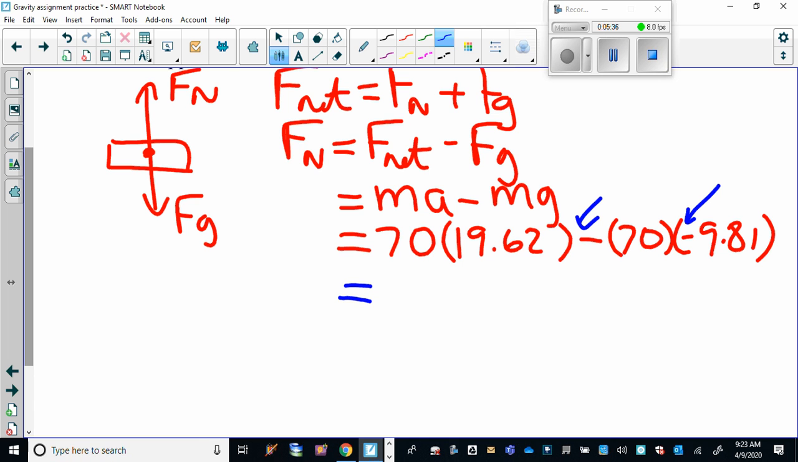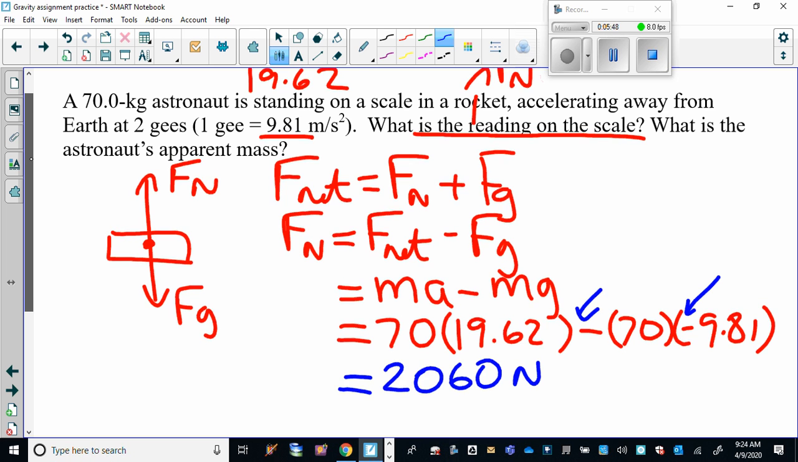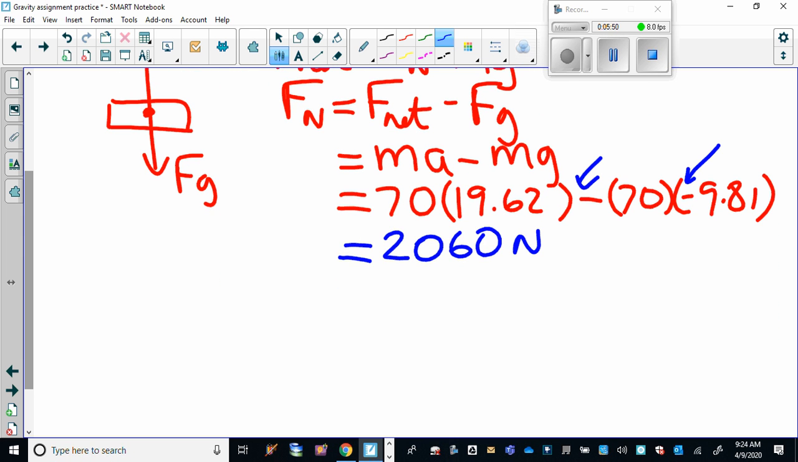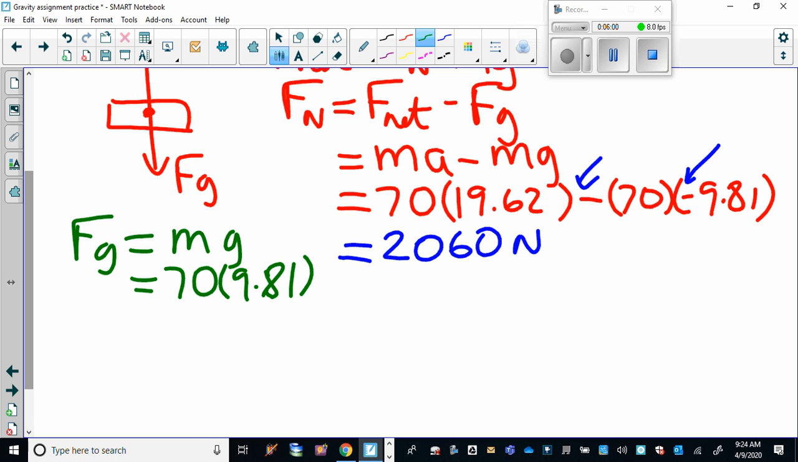I just made everything positive, and I get 2,060 newtons, which is pretty significant. So if a 70-kilogram person is just standing on Earth, what will the scale read? If they're not accelerating or they're moving at a constant velocity, the scale will read 70 times 9.81, 687 newtons. So normally the scale would read this.